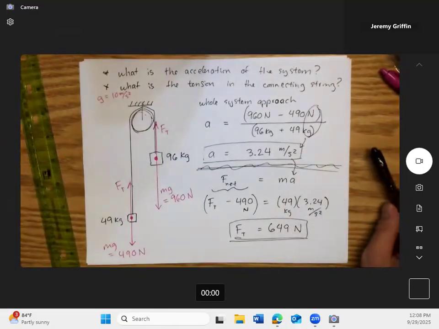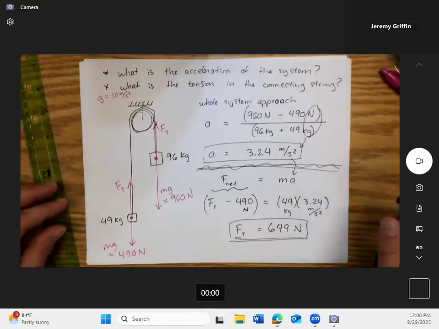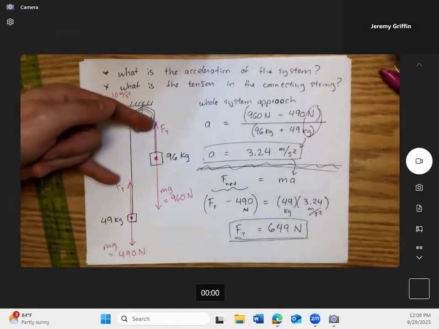Why don't you have to calculate the tension on the other? Yeah, you could have done that too. It's the same tension, so you can choose. Yeah, it's the same tension.